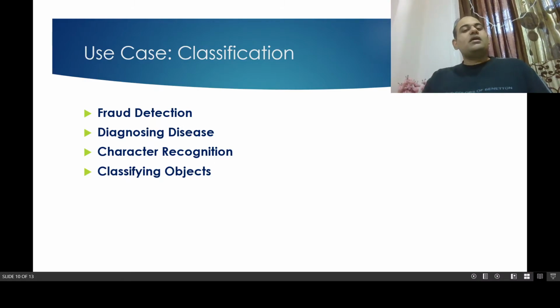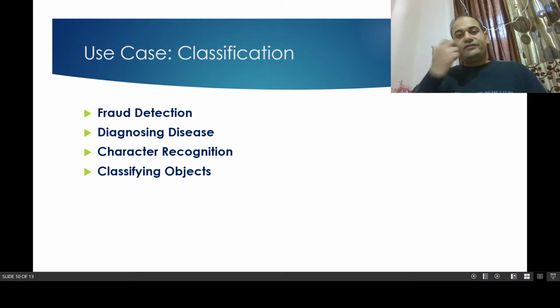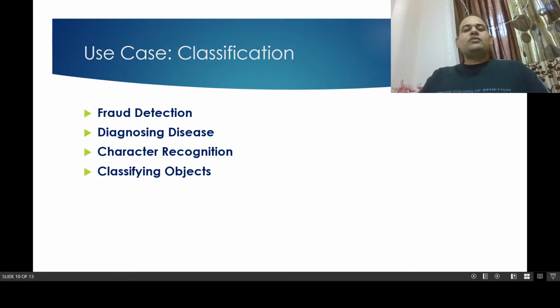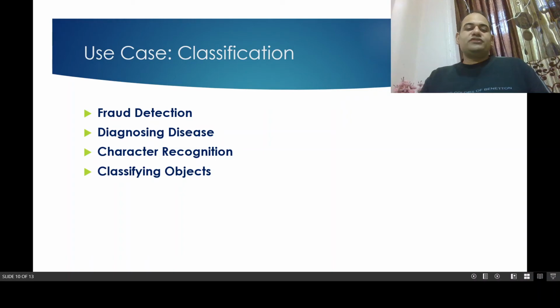Then another common use case is diagnosing disease in the healthcare sector. So, detecting whether a patient has diabetes or not, cancer or not, or even COVID or not. The MRI scans or X-ray scans are supplied to the classification algorithms, and chiefly nowadays we are using neural networks and deep neural networks to diagnose such diseases.